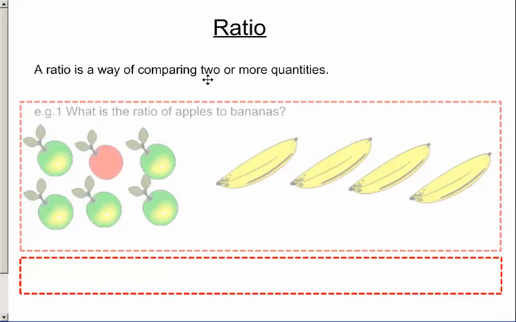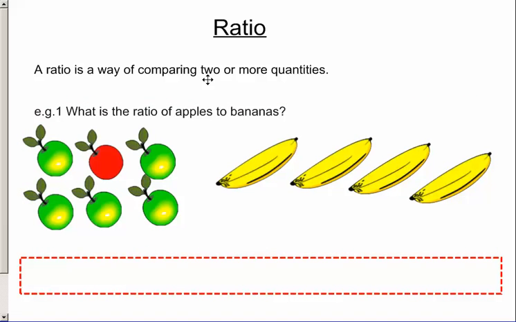Well, we have 6 apples and 4 bananas. And that's how we write a ratio, 6 to 4, using a colon between the numbers. That shows us that there's 6 apples and 4 bananas.